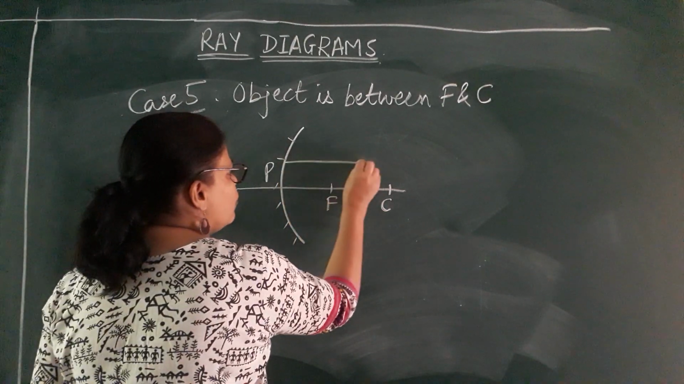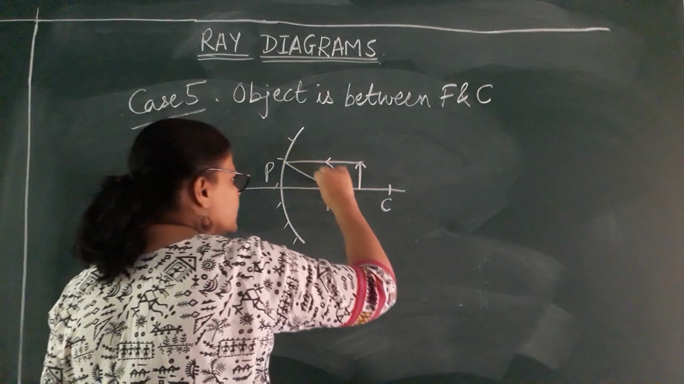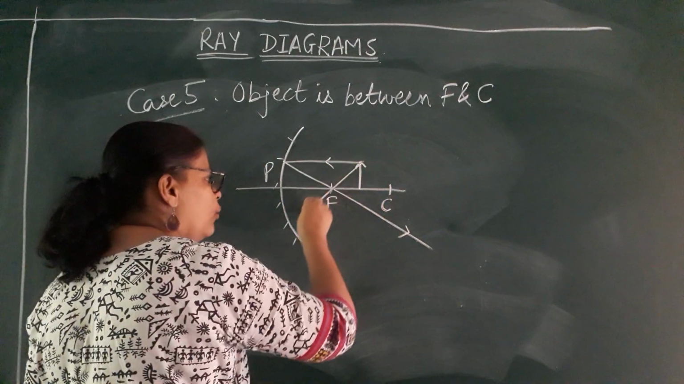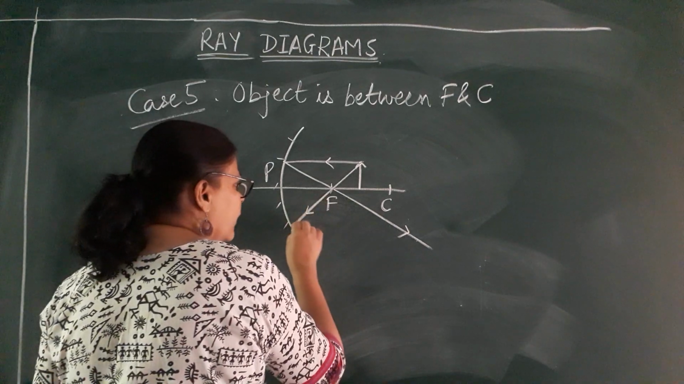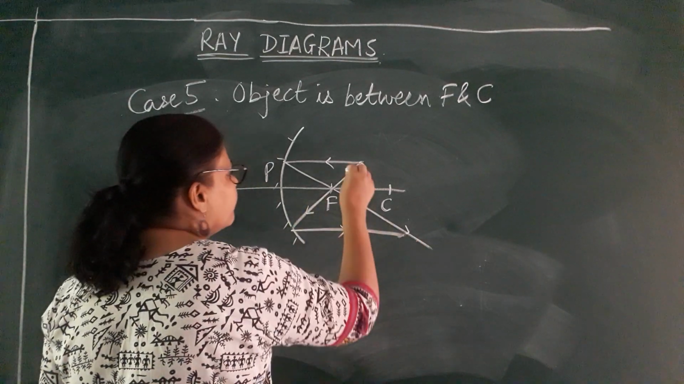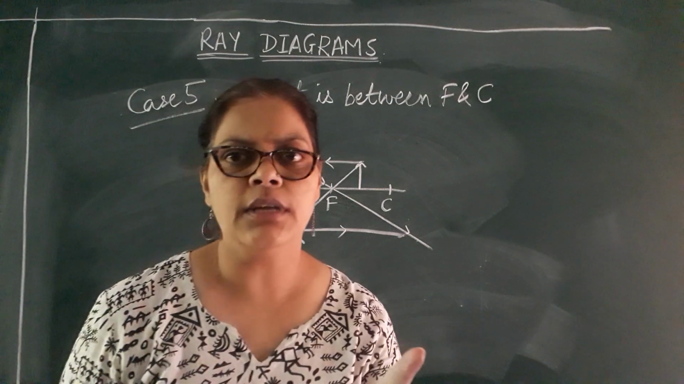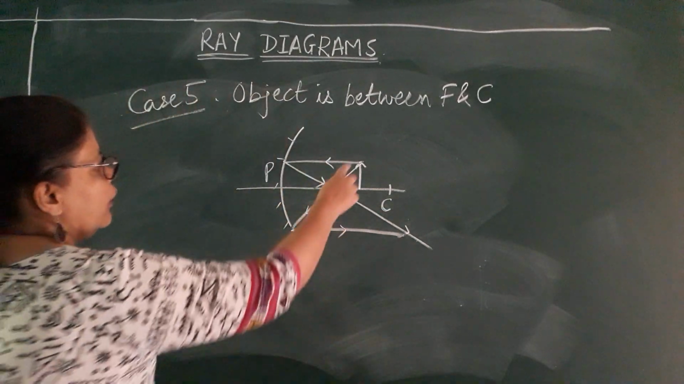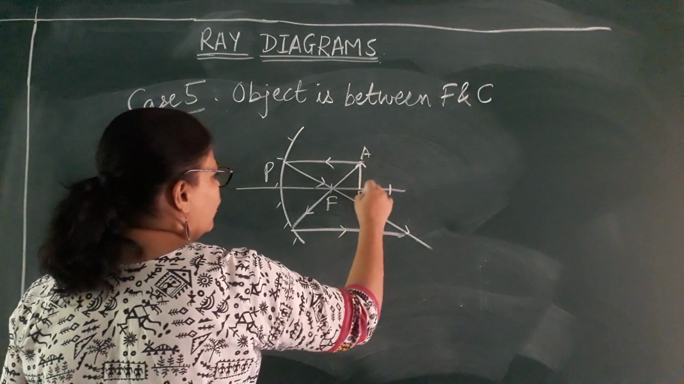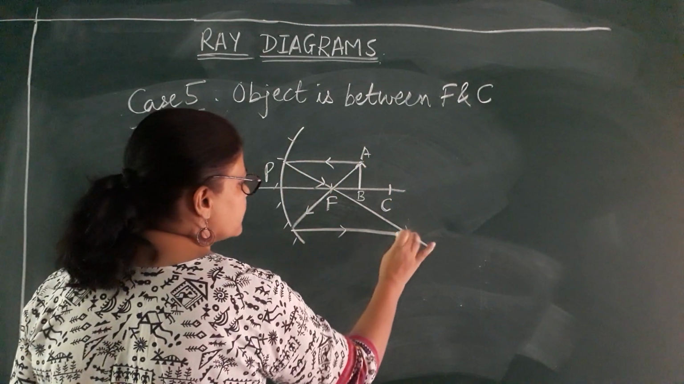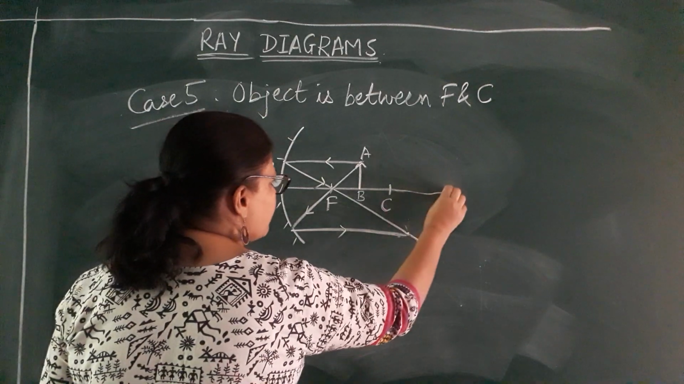Again, I am using 2 rules. Ray of light moving parallel passes through F is 1, and ray of light passing through F, children, becomes parallel. Be very careful. Don't forget to draw the arrows, otherwise you lose 1 mark. So a ray of light, that is object AB, ray of light moving parallel passes through F, and a ray of light passing through F becomes parallel.